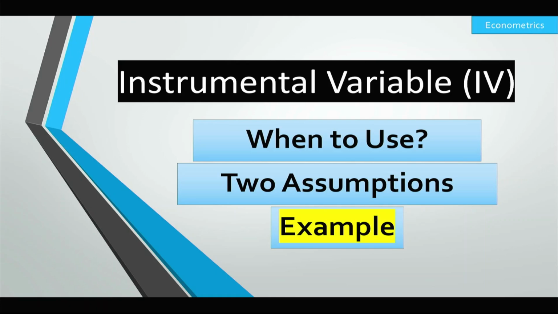Today we are going to discuss instrumental variables. In the last video we had discussed what the endogeneity problem is, and today we are going to discuss one idea to handle endogeneity, which is instrumental variable. So we will discuss when to use it and what its two assumptions are, and I will explain one example of using IV.